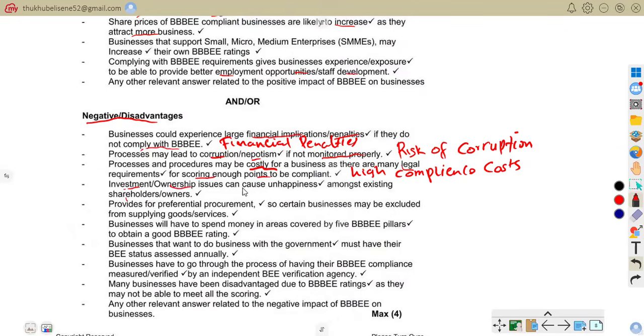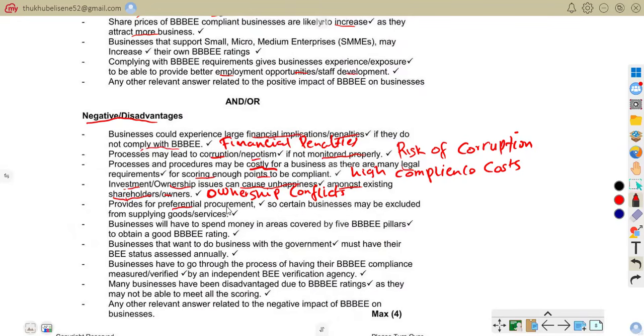Investment or ownership issues can cause unhappiness amongst existing shareholders or owners. Here we're talking about the ownership conflicts. Shareholders may disagree. So that is that. Now let us move on.